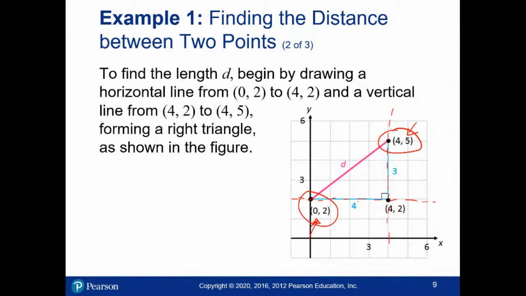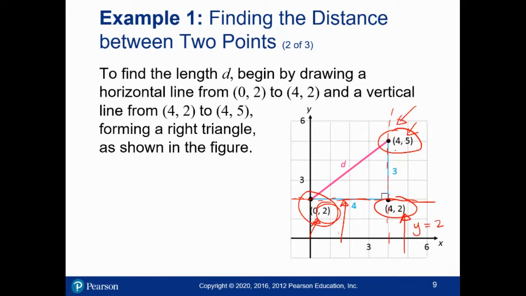Okay. Now a horizontal line is all points at a given height. So every point on this line has the same height, but this point has height 2. So all the points on the horizontal line have height 2, which means this point here also has height 2.